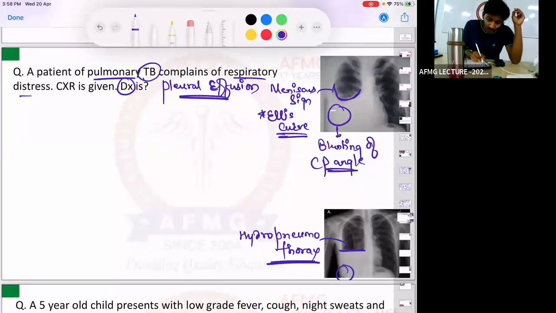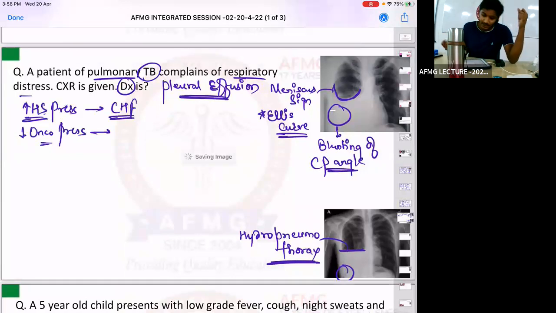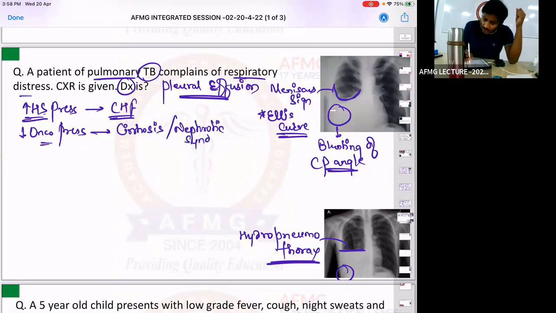Pleural effusion can be due to increased hydrostatic pressure or decreased oncotic pressure. Hydrostatic pressure increases in cases of congestive heart failure, whereas oncotic pressure decreases because there is loss of proteins. It can be seen in conditions like cirrhosis and nephrotic syndrome. So that is the concept of pleural effusion.